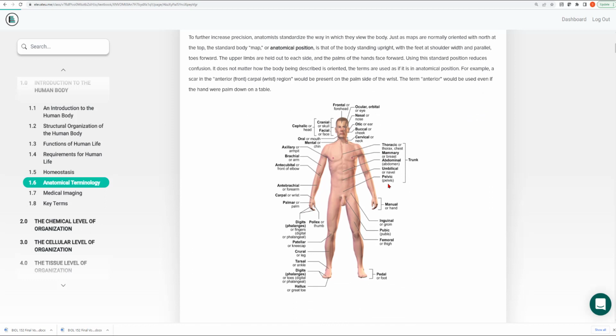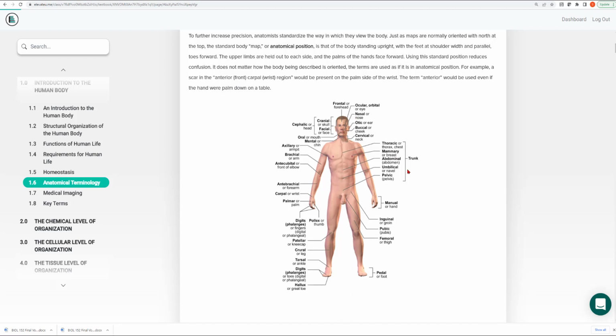Anatomic position is a standard way for you and me to discuss anatomy. It's an absolutely necessary standard. Anatomic position is as follows. The person is standing up. They've got their feet flat on the ground. Their eyes are looking forward. Their arms are down to the side.